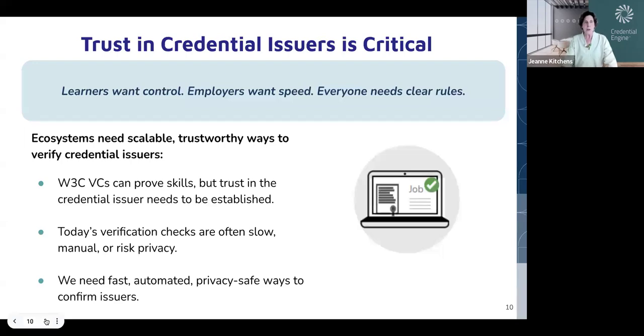We know that with verifiable credentials, people can prove their skills. But we need to make sure that we have trust that the issuer of those credentials is legitimate. And we know that very often verification checks are very slow and costly, and they may also be risking the privacy of the person. So what we want to do is have an automatic, programmatic way that follows data standards to get this done. Go ahead, Ariel.